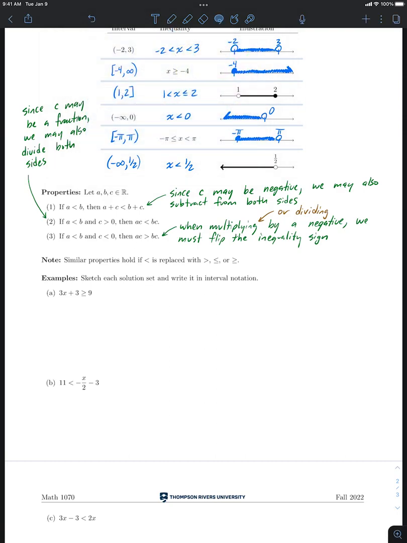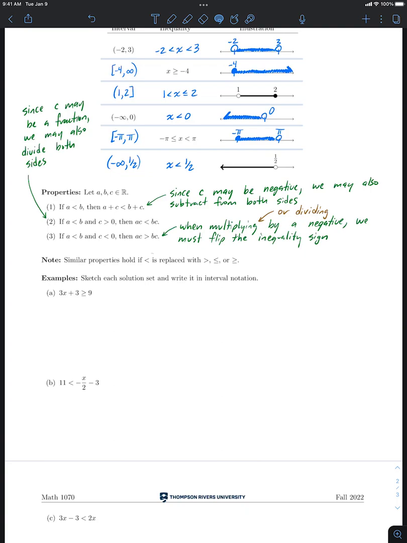And by the way, notice that all of these properties assumed that you were starting with an inequality of the form where something is less than something else. So A is less than B. Does that mean you can only apply these properties to inequalities of that form? No. You can add things to or subtract things from both sides of any inequality. Okay, so that's what this note here is saying.